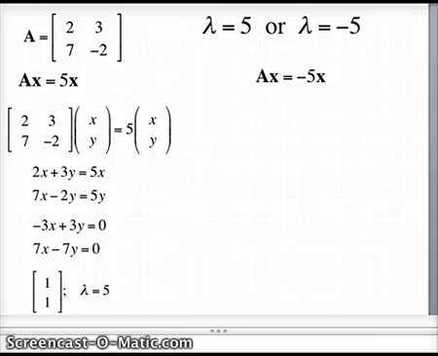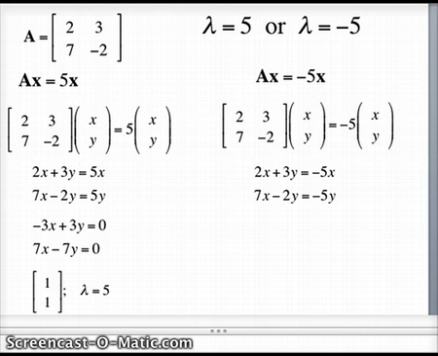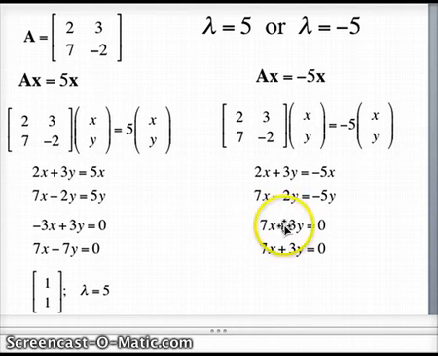And to get the eigenvector corresponding to negative 5, I need Ax is negative 5x. A, [2, 3; 7, -2], times xy is negative 5 times xy. 2x plus 3y is negative 5x. 7x minus 2y is negative 5y. Adding 5x to both sides, here I'm going to get 7x plus 3y is 0. Adding 5y to both sides, I get 7x plus 3y is 0. Again, they are the same. They have to be. So looking at the coefficients, we usually use numbers like those and then change signs to make sure that this works.